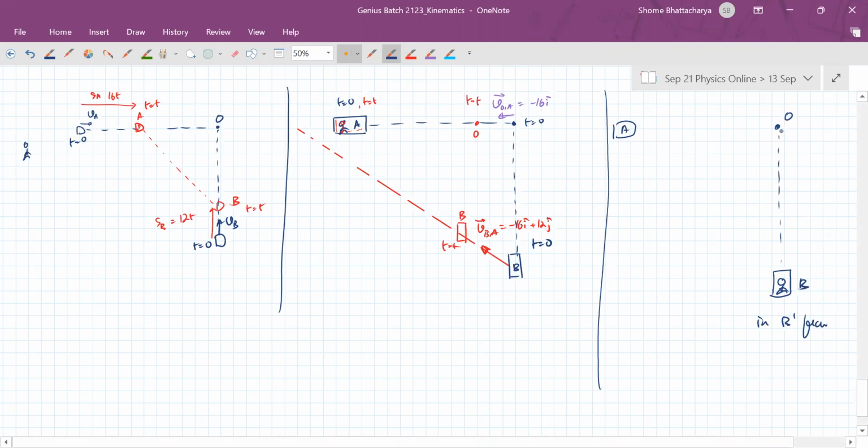The intersection point is moving like this with respect to it. It is having a minus 12 J cap kind of velocity. Okay. And the car A is having a velocity which has 16 I cap component and 12 J cap component. So it's moving in a direction like this.